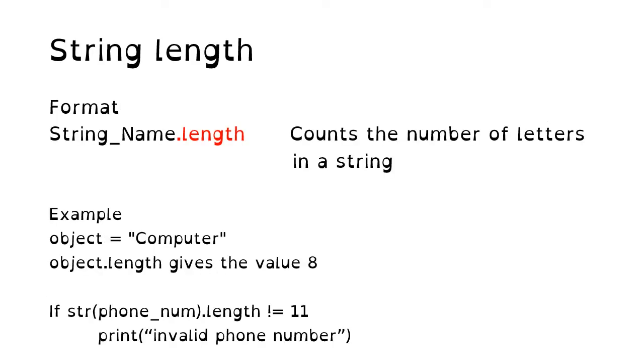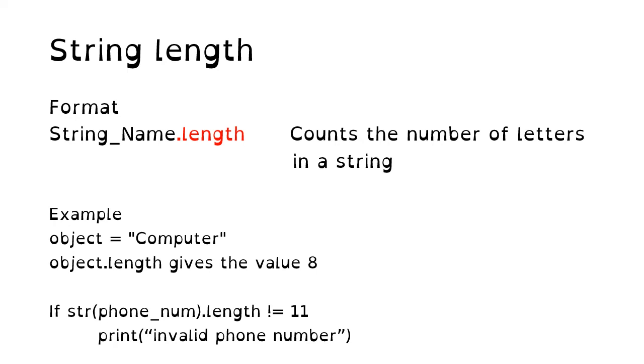Moving on to string handling. We've got string length. This is used to count how many letters are in a string. To use this, we'll have the name of the variable followed by dot length. Then, if we run that, it'll count how many letters are in that string. In the example below, we've got object, which is equal to computer. If we do object dot length, we'll be given 8, as there's 8 letters in the word computer.